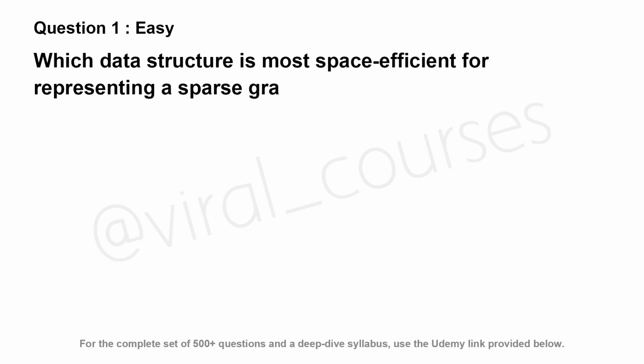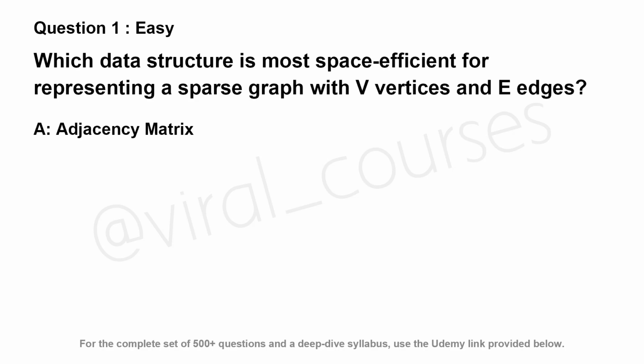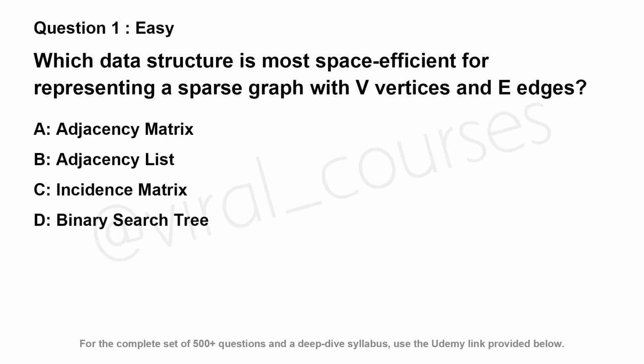Which data structure is most space efficient for representing a sparse graph with V vertices and E edges? Option A, adjacency matrix. Option B, adjacency list. Option C, incidence matrix. Option D, binary search tree.